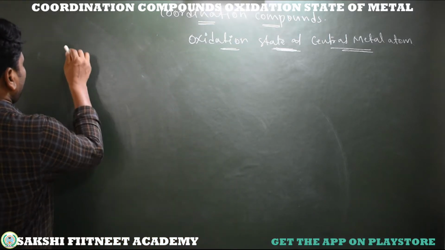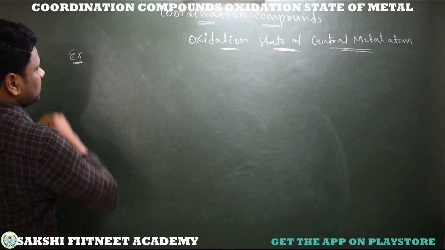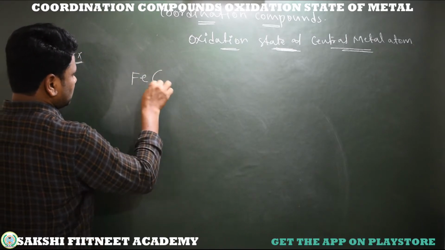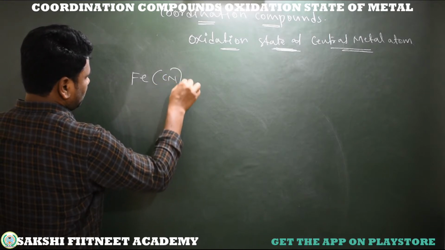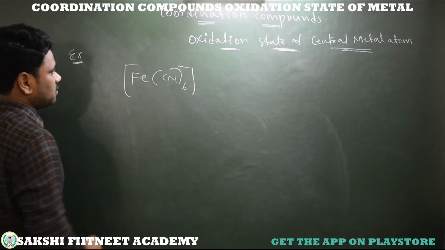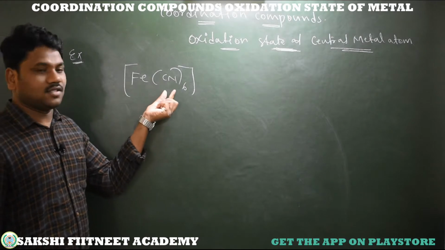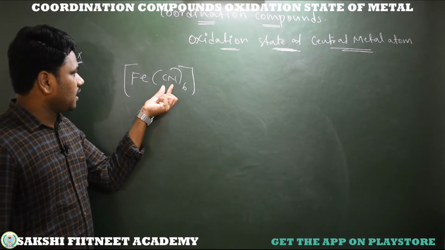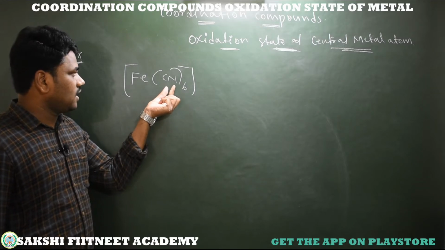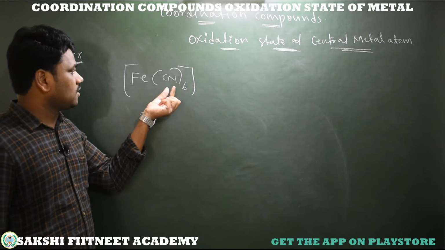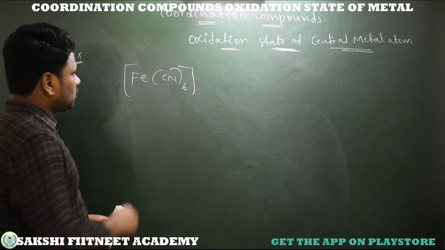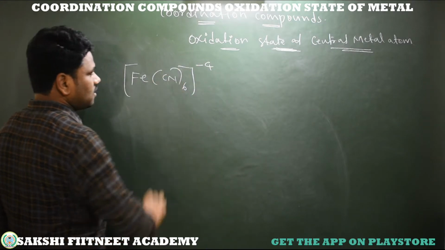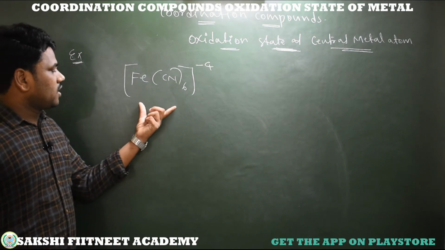To understand clearly, here I am taking a very easy example. See, this is a central metal atom, ferrous, having 6 coordination bonds with 6 cyanide ligands. These are cyanide ligands which have a negative charge. The charge of a cyanide ligand is -1. 6 cyanides are there. The total overall charge of this coordination sphere is -4.